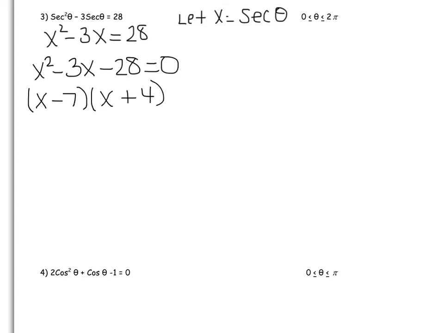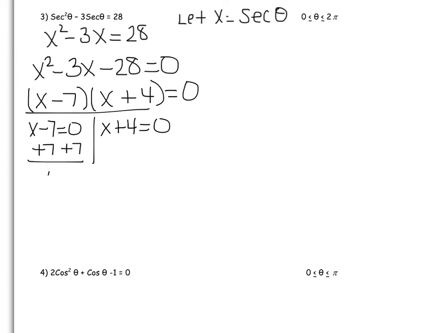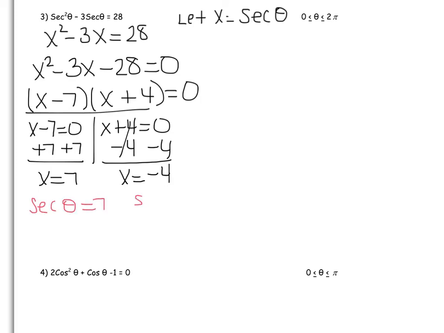These should be your factors. Again, t-chart. So x minus 7 is either equal to 0 or x plus 4 is equal to 0. Add 7, minus 4, and x is equal to negative 4. So again, what did we let x equal? Secant. So we can say secant of theta equals 7, or secant of theta equals negative 4.